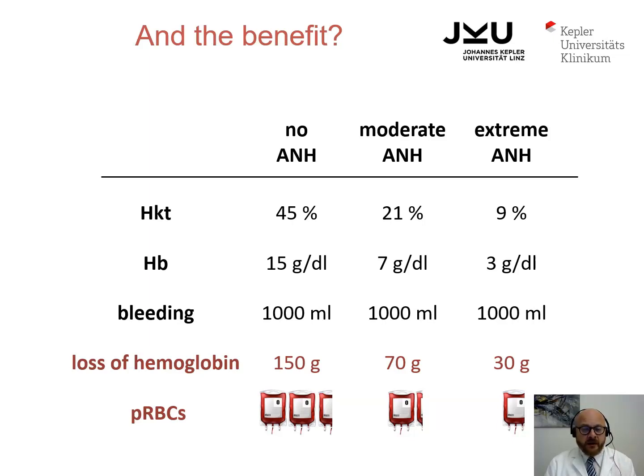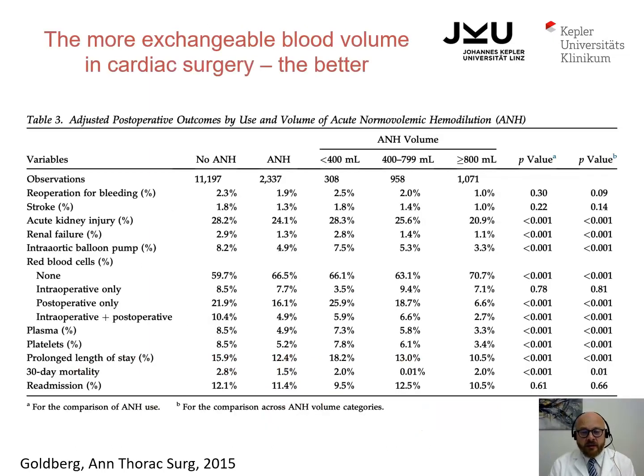Of course, this is only a calculatory example, and one might ask whether this holds true in a real-life setting. And there is a publication from the year 2015 where the group of Goldberg used acute normovolemic hemodilution in the cardiac surgery setting. It is a pretty huge study with in total nearly 15,000 patients. And you can see here in the middle of the table that they had 3 groups with ANH: less than 400 milliliters, 400 to 799 milliliters, and more than 800 milliliters. And they tried to find out whether there is an essential difference.